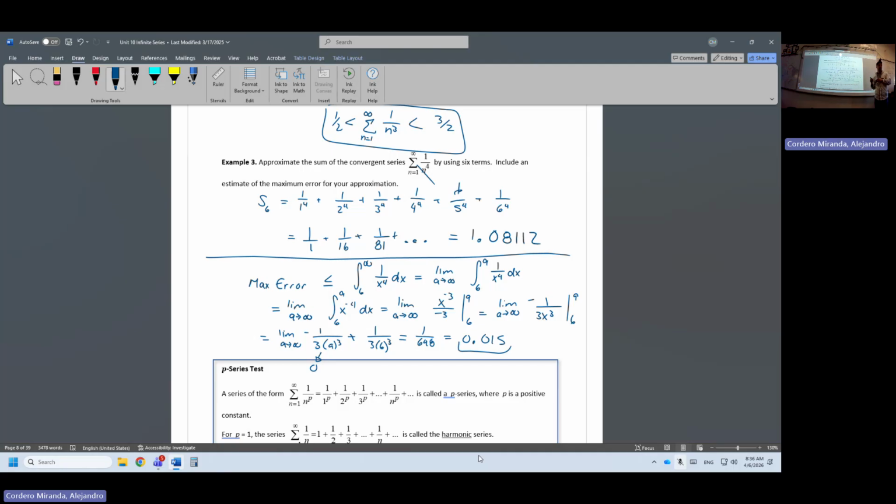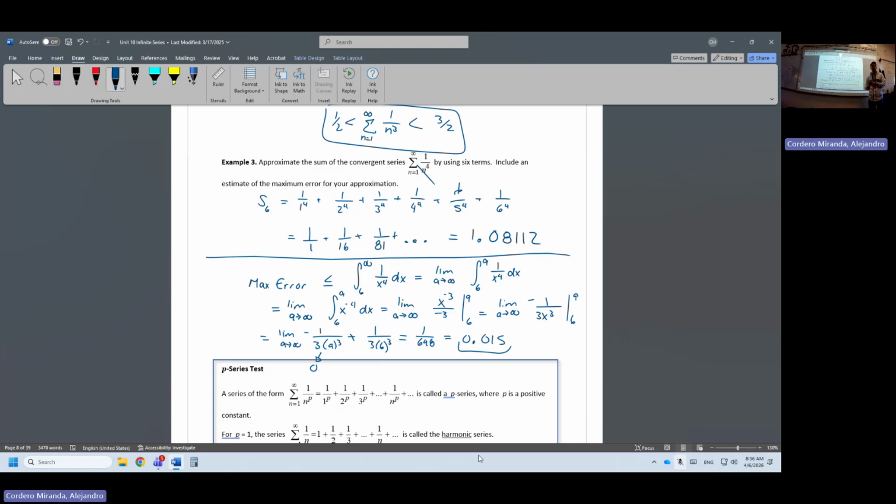Question. So if you did like 20 terms, it'd be like a really even smaller number on the bottom, so you'd just be more accurate. Yeah, exactly. If you went 20 terms, this would probably be like 0.00000 many 0s.